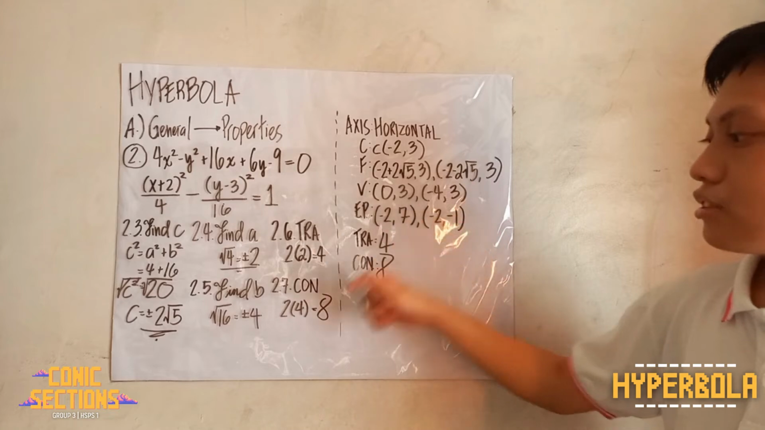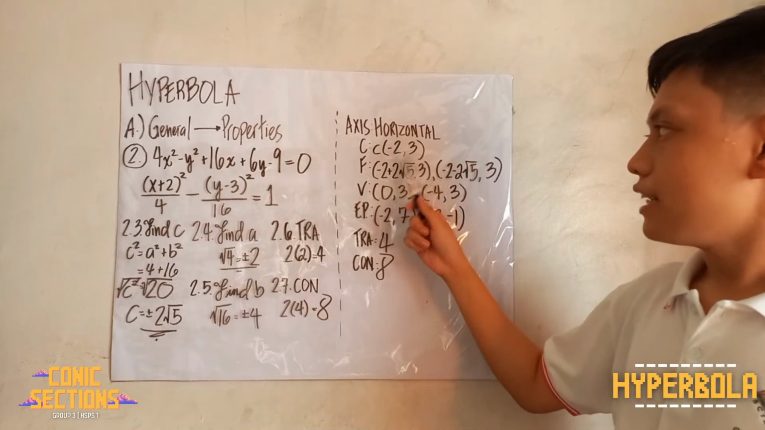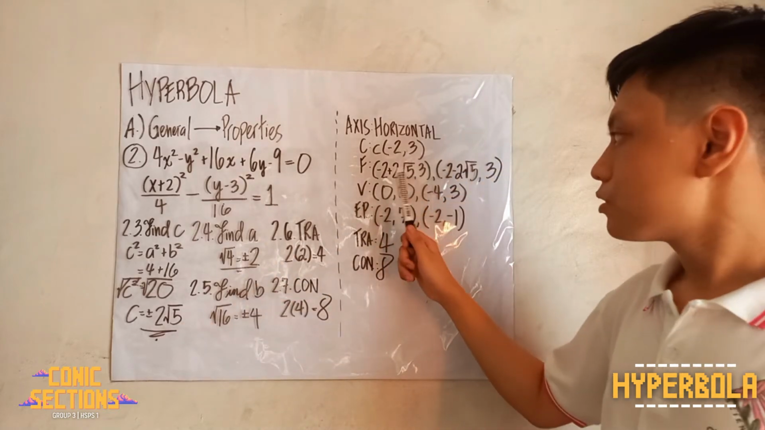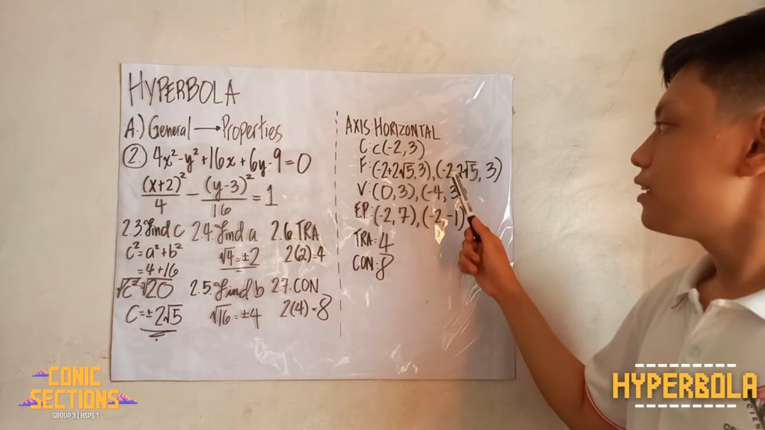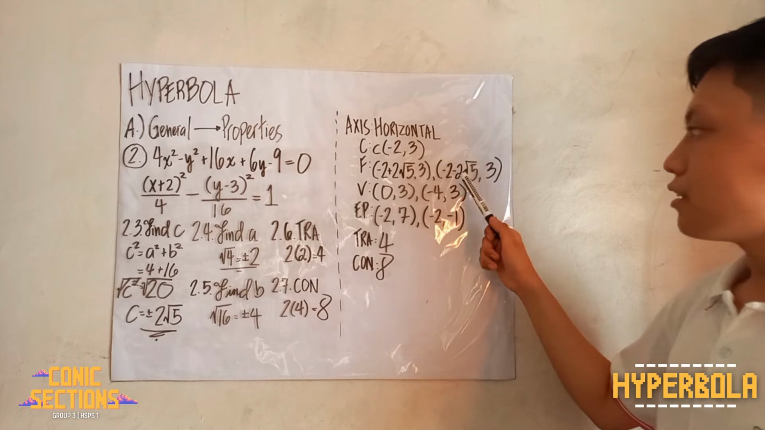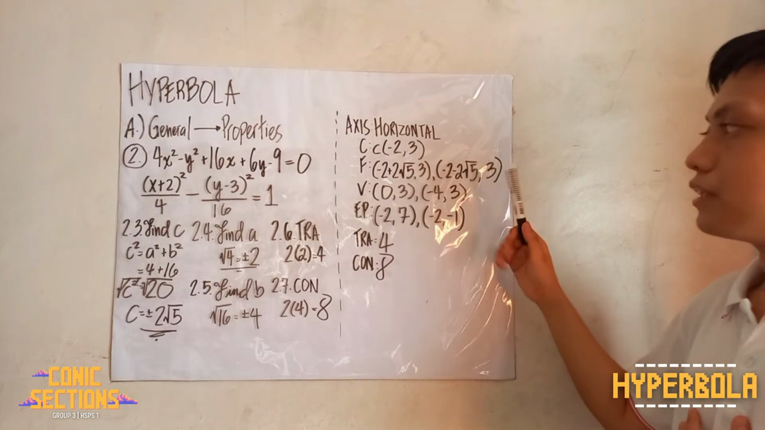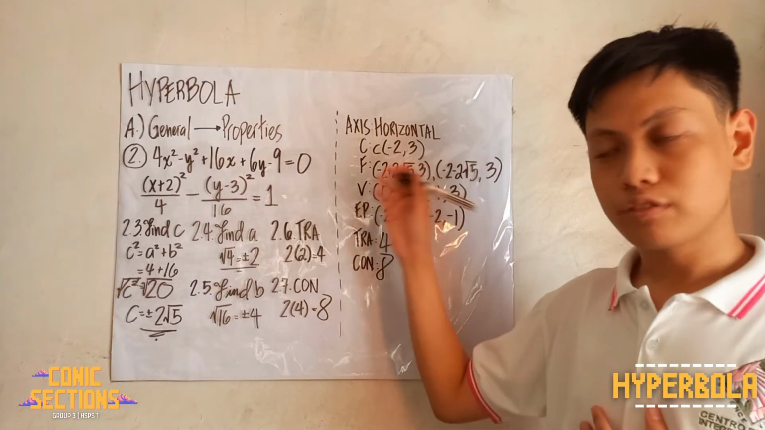So simply add and subtract this value to our h, to our negative 2. So negative 2 plus 2 square root of 5, comma 3. Then we have negative 2 minus 2 square root of 5, comma 3. That will be all for your foci.